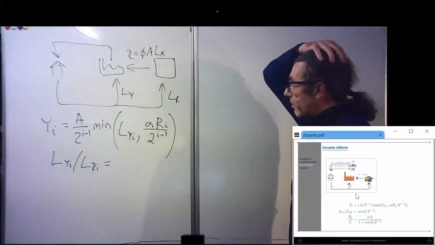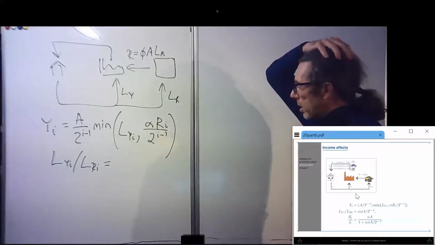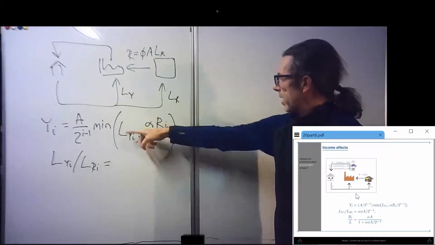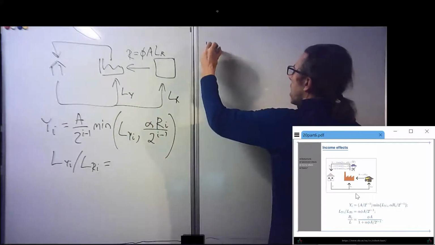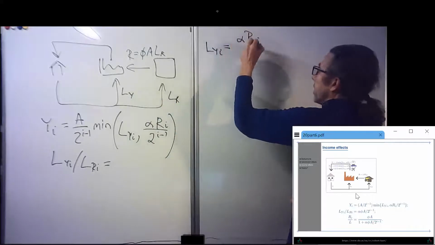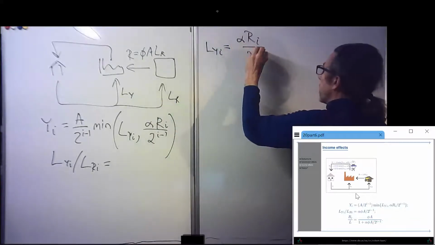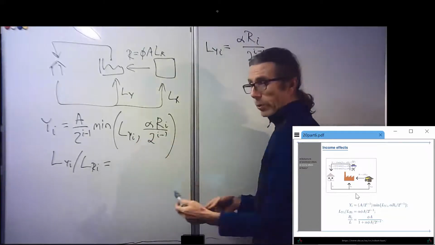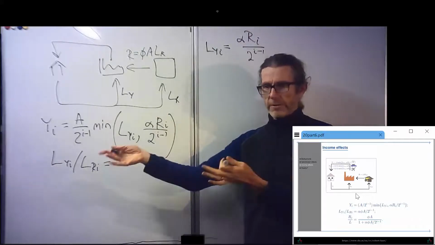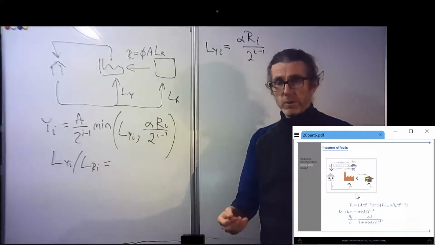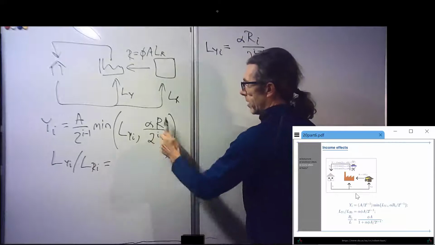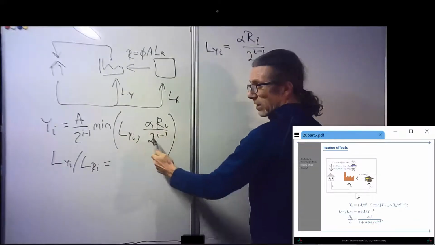Okay, so these are always equal, aren't they? So L_YI equals alpha R_I over 2 to the I minus 1. Yeah, if these aren't equal, you're just throwing stuff away. It's like you always want an equal number of left shoes and right shoes. You wouldn't ever buy 4 left shoes and 1 right shoe. You'd just be wasting your money on 3 of the left shoes, right? In the same way, the firms are always going to buy inputs such that these are equal.